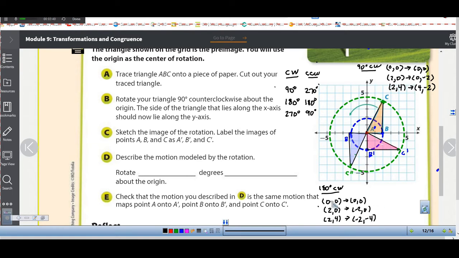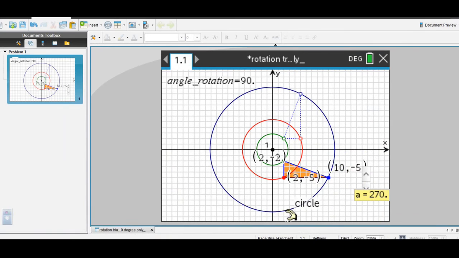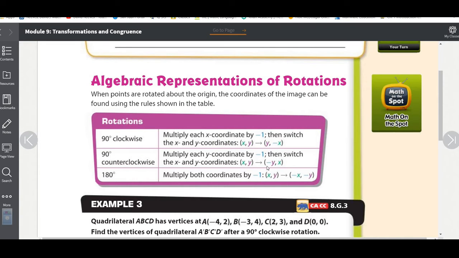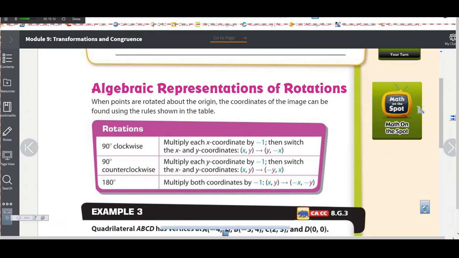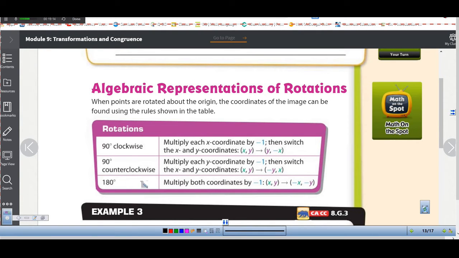All right, so if we take a look, 0, 0 stayed the same, but that's a special case. 2, 0 went to negative 2, 0, interesting. And 2, 4 went to negative 2, negative 4. So those are the opposites. And if I were to ask you what the opposite of 0 is, the opposite of 0 is 0. So let's go back to our textbook and see what it has to say. It says for 180, just multiply both coordinates by negative 1. They become the opposite. So 180 is just the easiest one.